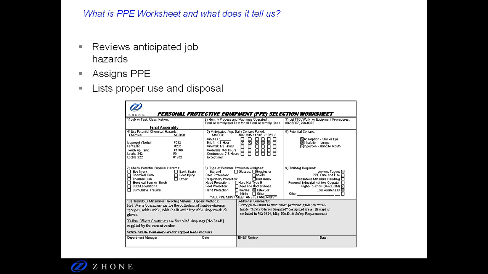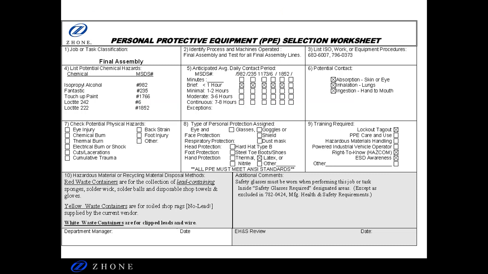Zone Manufacturing uses personal protective equipment selection worksheets to further describe hazards and equipment needed to protect employees against unnecessary injury or illness. This form is sometimes called the PPE worksheet. This is a PPE worksheet for the final assembly area for the current year. Let's look at each block on this form more closely.